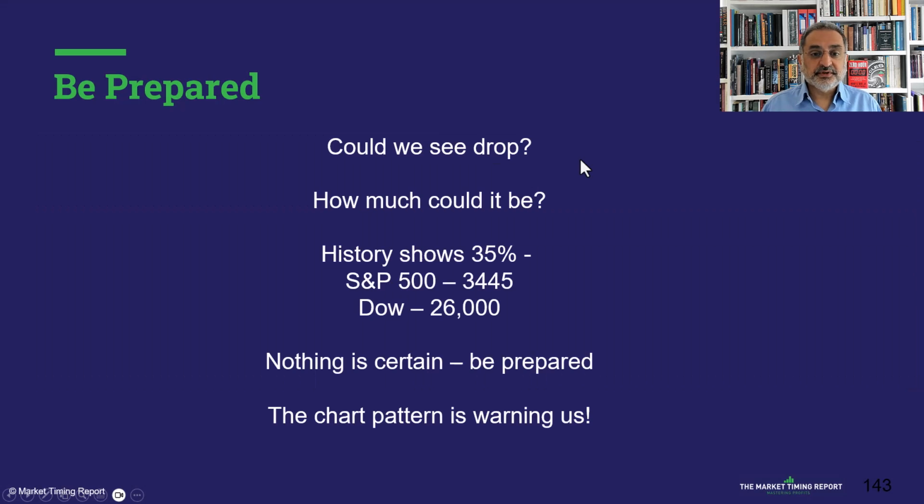So with this in mind, could we see a drop? Yes, we could. How much could it be? Well, in the worst case scenario, history shows that 34-35% has occurred in those two examples. So that would take the S&P down to 3,445, take the Dow down to 26,000 roughly. Okay, is it guaranteed? No, we might carry on up, but the fact that we've got these big cycles in place, we need to be prepared. The chart pattern is warning us.